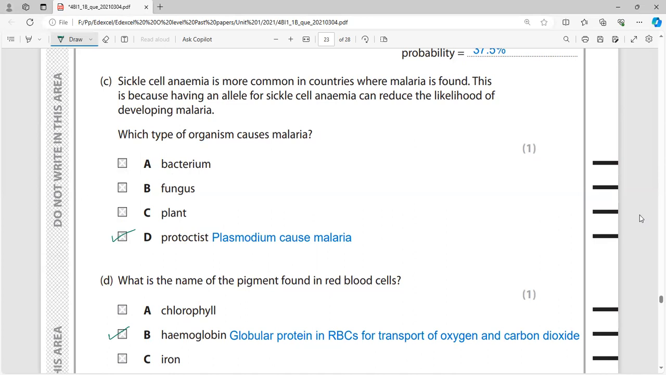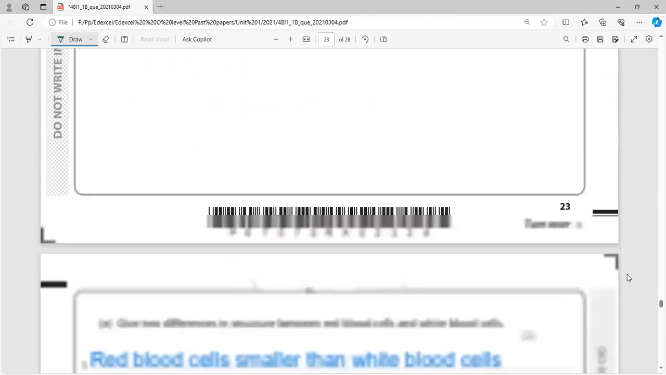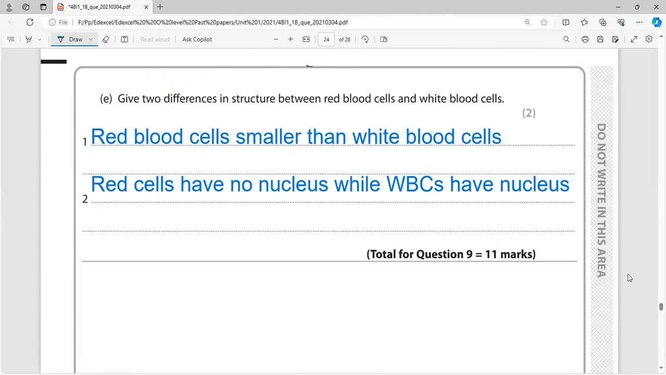And this is Plasmodium, which causes malaria. Second, what is the name of the pigment found in the red blood cell? The name of the pigment is hemoglobin, which is a globular protein in the red blood cell that's responsible for transport of oxygen and carbon dioxide in the body. So we're going to proceed to the next question.